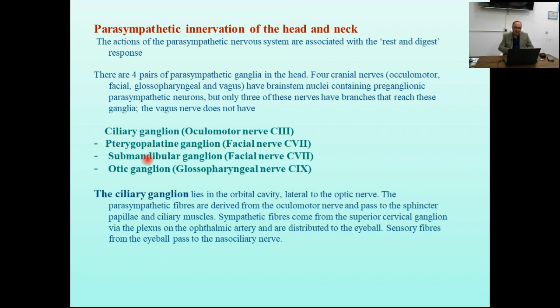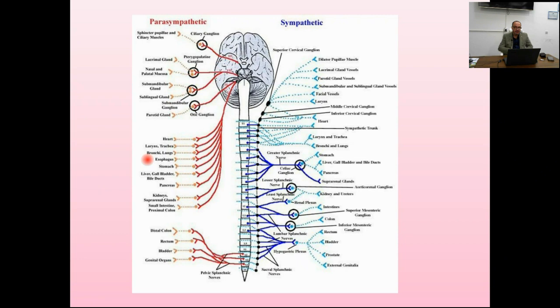First, the ciliary ganglion lies in the orbital cavity, lateral to the optic nerve. The parasympathetic fibers are derived from the oculomotor nerve and pass to the sphincter pupillae and ciliary muscles. Sympathetic fibers come from the superior cervical ganglion by the plexus on the ophthalmic artery and are distributed to the eyeball. Sensory fibers from the eyeball pass to the nasociliary nerve. This is the sympathetic and parasympathetic innervation, and the 4 parasympathetic ganglia: ciliary, pterygopalatine, otic, and submandibular ganglia.